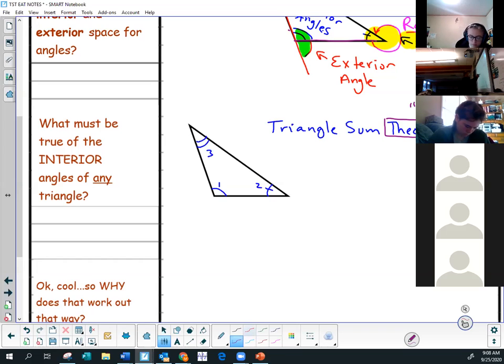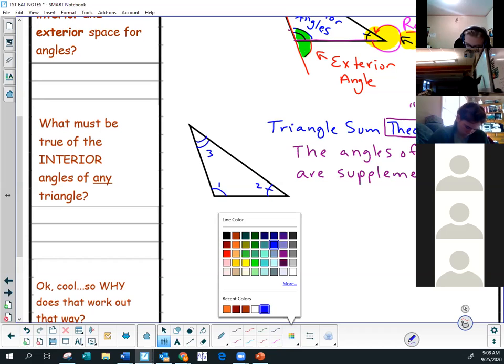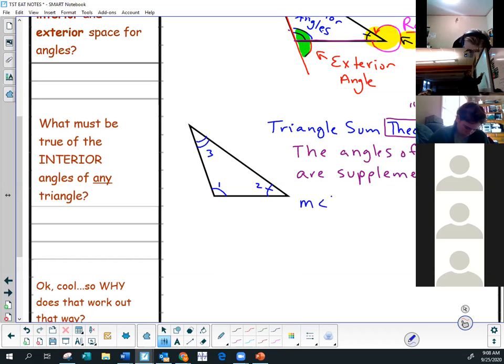In terms of the rule, it's just what you guys said. The angles of a triangle are supplementary. Okay, and so using our example, if we take the measurement of angle 1 plus the measurement of angle 2 plus the measurement of angle 3, they must sum to 180 degrees. All right, so let's just get that down as a rule. The common abbreviation for triangle sum theorem is TST. And so if you ever see TST, I'm referring to the triangle sum theorem.